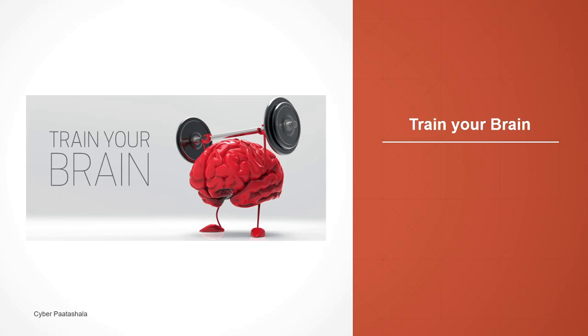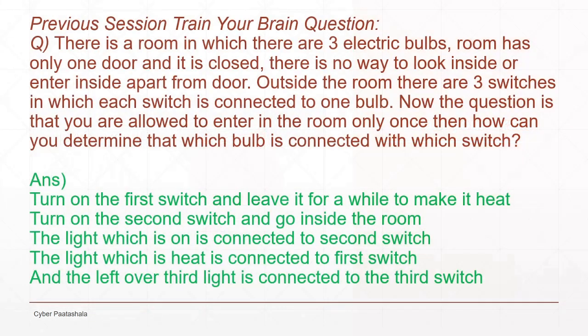Next is the train your brain session. The previous session's train your brain question is: there is a room in which there are 3 electric bulbs, and the room has only one door and it is closed, and there is no way to look inside or enter inside apart from the door. Outside the room there are 3 switches, in which each switch is connected to one bulb. Now the question is that you are allowed to enter inside the room only once, and how can you determine which bulb is connected to which switch?